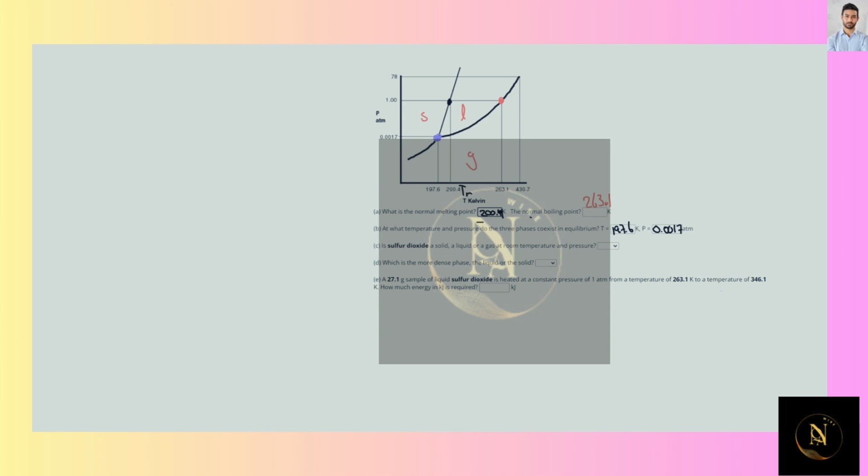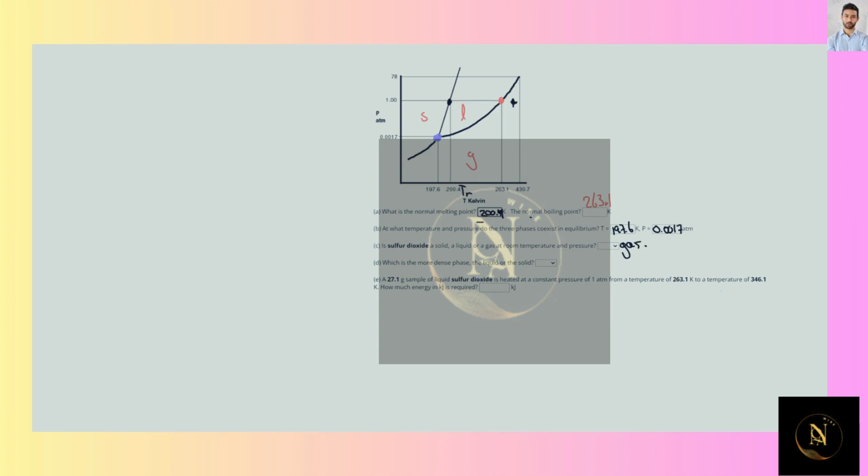Next up, is sulfur dioxide a solid, a liquid, or a gas at room temperature and pressure? At room temperature, we're going to be at around 273 Kelvin, all the way probably to 293, maybe 300, depending. And as you can see, at a pressure of 1 atmosphere, this is going to be a gas.